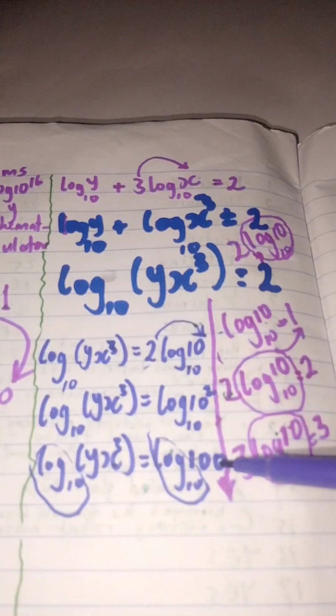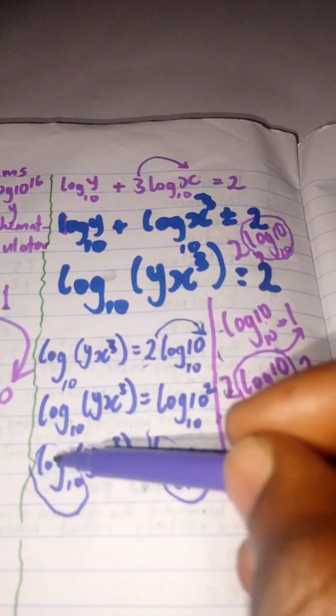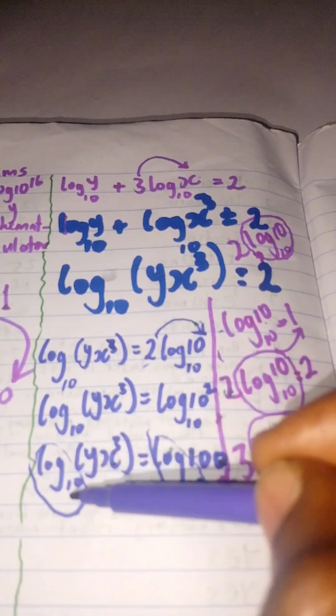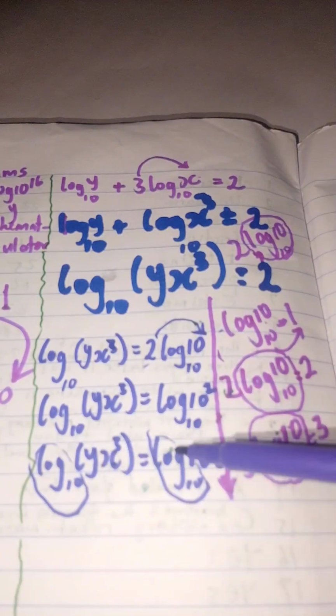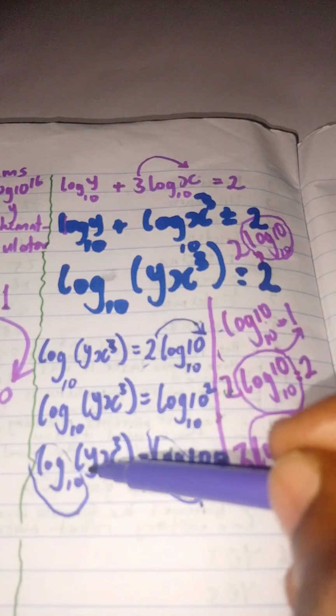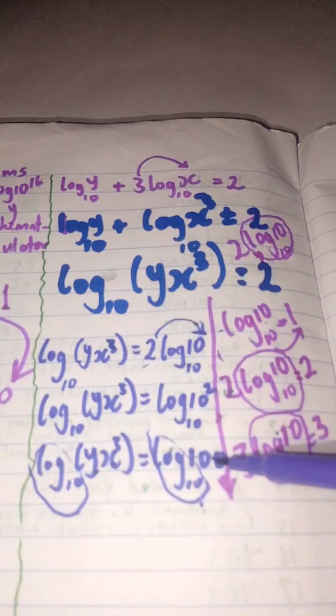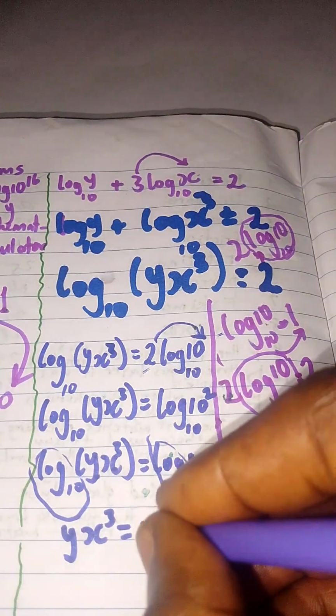Because this is telling us that the log of a number to the base 10 is the log of this to the base 10, equating this to this. So we'll say y x raised to the power 3 equals to 100. So y x raised to the power 3 equals to 100.